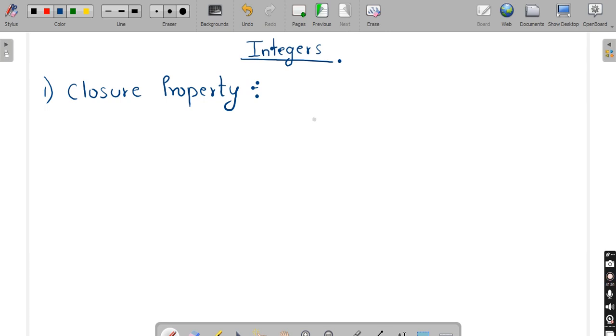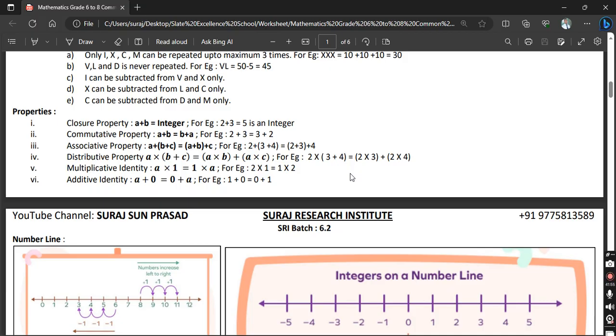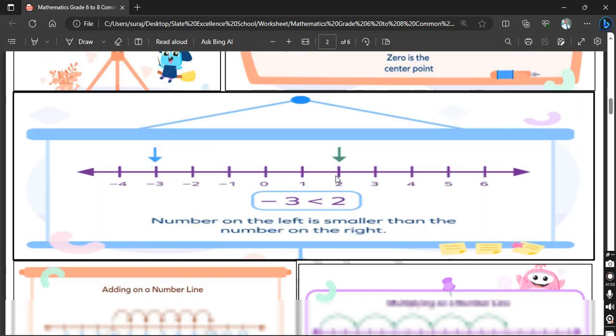So before understanding the integer, let us move to the next. I will explain you integer. After that we will come to this topic.